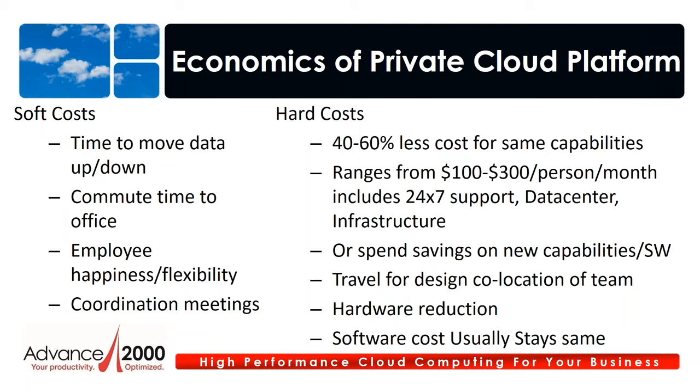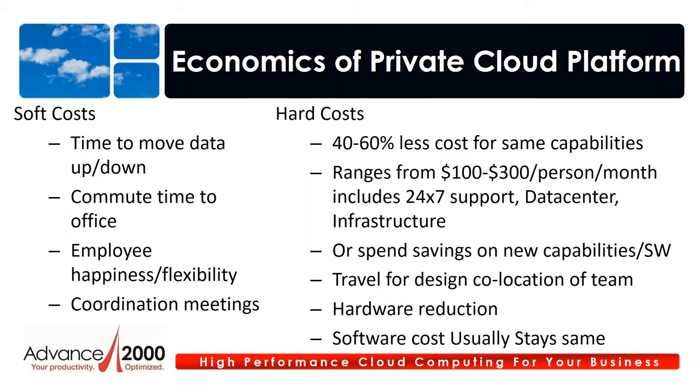Coordination meetings are easier. You can do them online, or you have fewer of them because you're designing in real time. Some of the hard costs, obviously, if you can't afford it, this is something that you wouldn't do. But like I said, typically what we've seen, particularly if you have multiple offices, the savings potential is even greater. If you're about to expand your company into multiple offices, you need to look at a private cloud because you'll avoid cost. 40 to 60% less is kind of the norm. Like I said, 20 offices of IT cost more than one. That's kind of where that savings comes from.